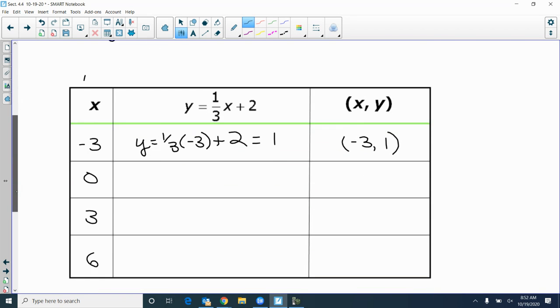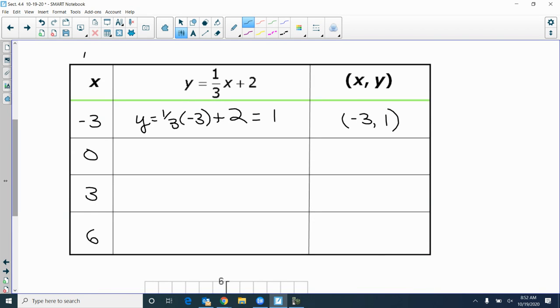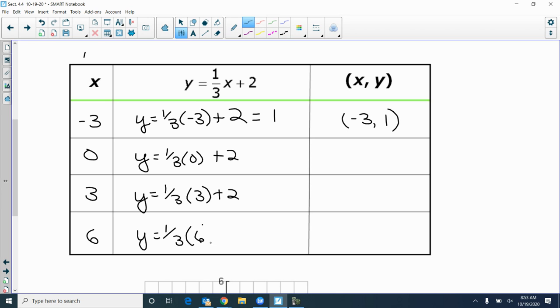All right, substitute in on those other 3. We got y equals 1/3 times 0 plus 2. I got y equals 1/3 times 3 plus 2. And I got y equals 1/3 times 6 plus 2. Joe, did you substitute those in? What'd you get when you substitute in 0? I got 2. So that is correct, and it should be the point 0, 2.